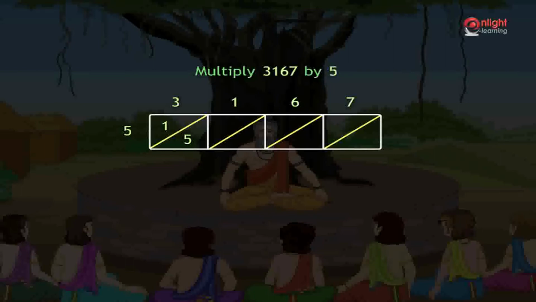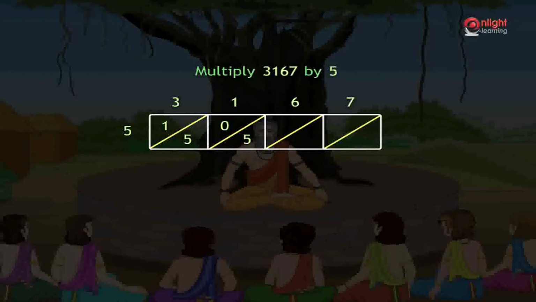Now multiply the digit in hundreds place with 5. Here it is 1 multiplied by 5. We get 5. But take the number as 05. Now we have to write 05 on the second box of the lattice, that is tens digit above the diagonal and units digit below the diagonal. So we write 0 above the diagonal and 5 below the diagonal.